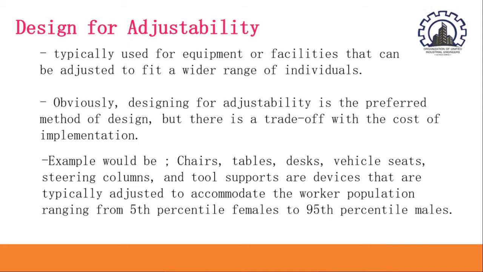Examples would be chairs, tables, desks, vehicle seats, steering columns, and tool supports, which are devices that are typically adjusted to accommodate the worker population ranging from 5th percentile females to 95th percentile males. Another example is the driver's seat of a car. The height, position, tilt, angle, and back support are all adjustable so that it can provide comfort to the user.